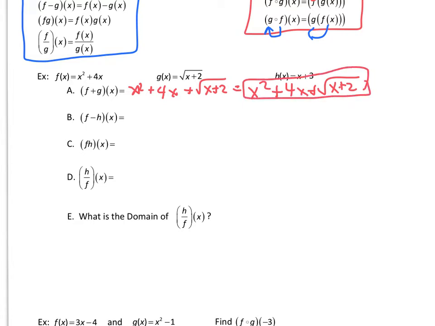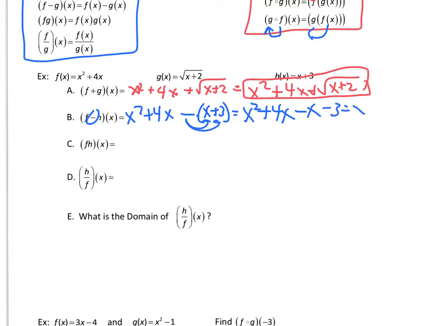Then f minus h says I need to do my f minus. Now keep in mind, when you do the minus, you're going to have to distribute that. That is minus (x plus 3), which means I have to distribute the minus sign to both of them. x squared plus 4x minus x minus 3. So that's x squared plus 3x minus 3.